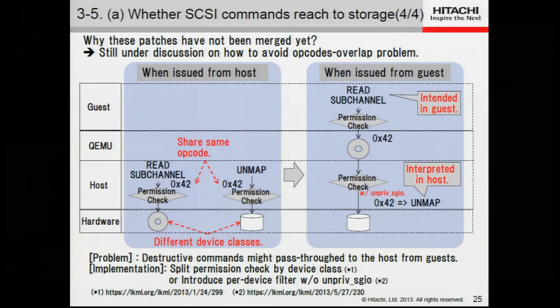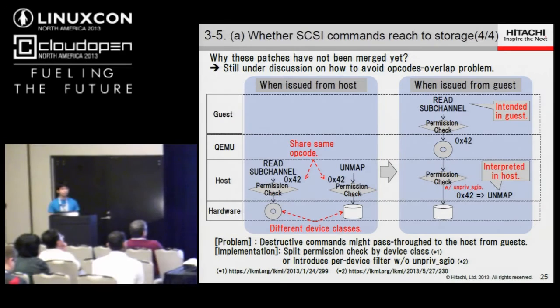One of the reasons why these patches have not been merged yet is that it is still under discussion how to avoid the opcode overlap problem. Let me explain about this problem. Different device classes share the same opcode. For example, the read subchannel SCSI command shares the same opcode 0x42 with unmap for disk.